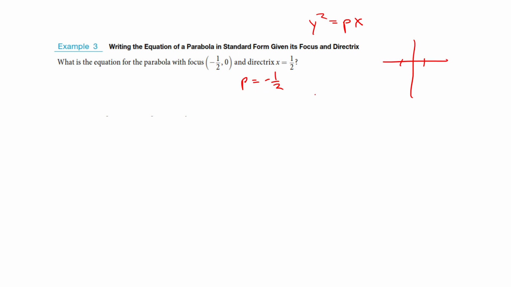Okay, so what do we have? We've got the value of p, and we know in the equation here, this is always 4p. Yeah, I should have written it like this. This is what our equation always is, 4p. So if we know p, we can find this, 4 times -1/2. So the number that goes in front of the y is -2. So I've got y squared equals -2x.